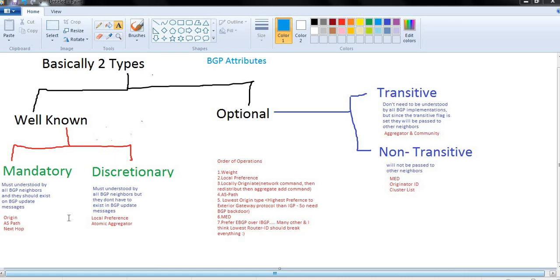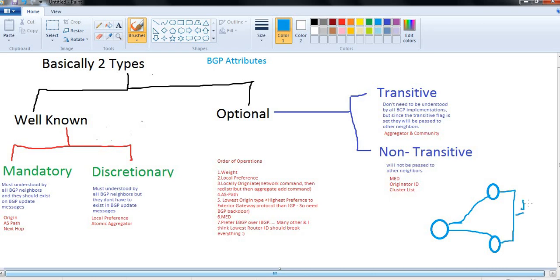BGP attributes are basically of two types. Before we understand that, let's understand why we require a BGP attribute first. Let's say we have a router here, and we have one more router. Let's say we have three routers connected this way, and there's one more link connected here, and we have got a network.